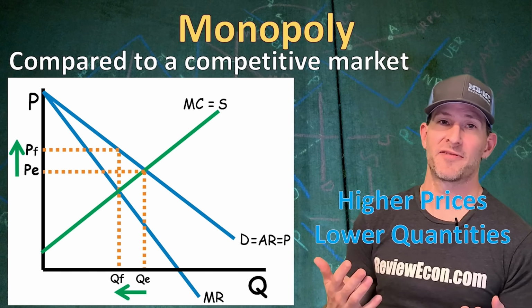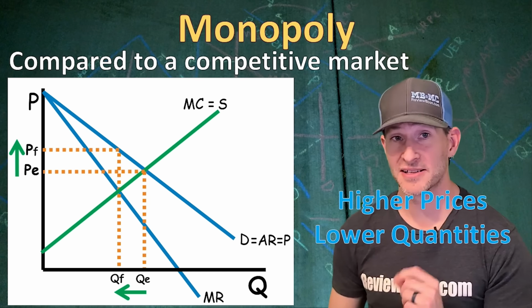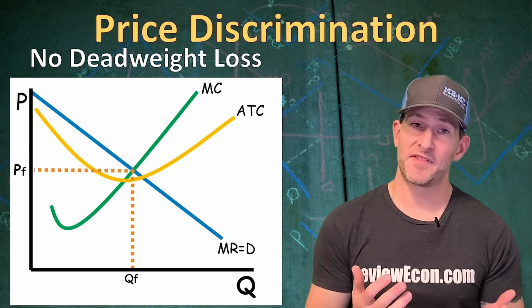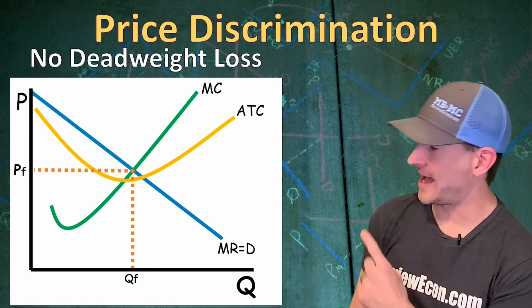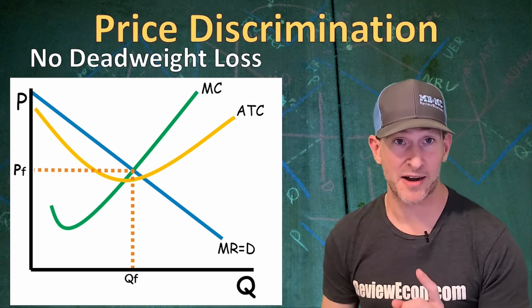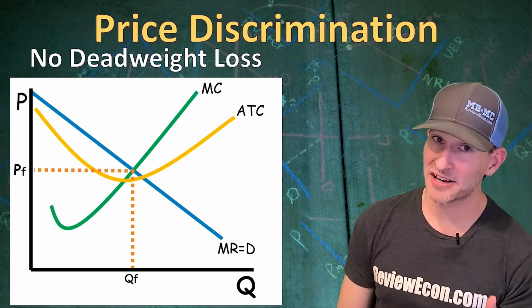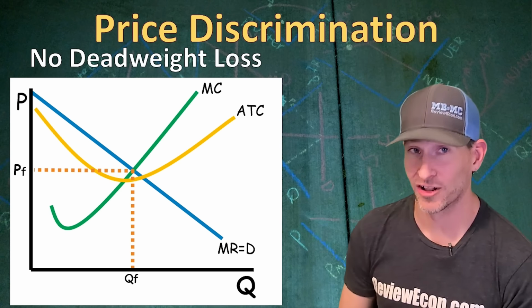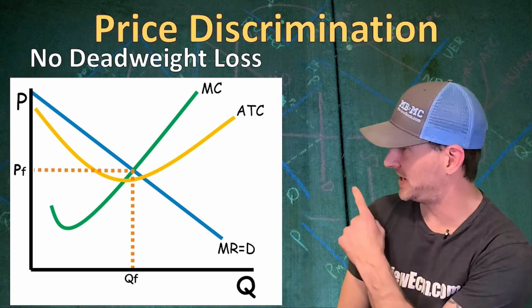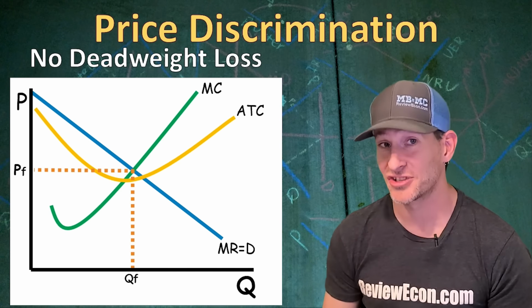Compared to a perfectly competitive market, monopolies are going to charge higher prices and produce lower quantities. If this firm perfectly price discriminates, that marginal revenue curve is going to merge back with the demand curve, and the firm will still produce where the MR equals MC, and they will actually charge every price along that demand curve until they get to PF there. That's the price of the last unit produced.